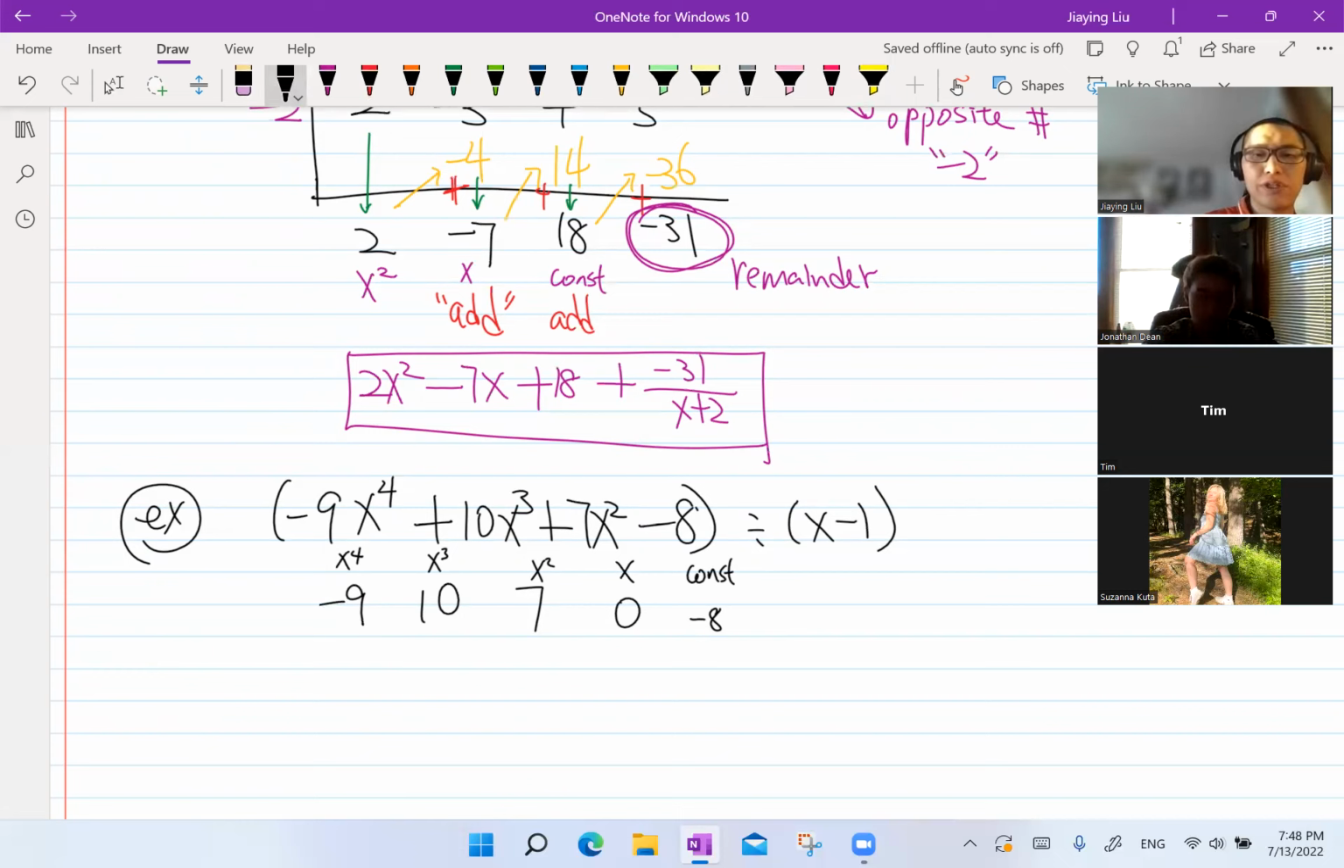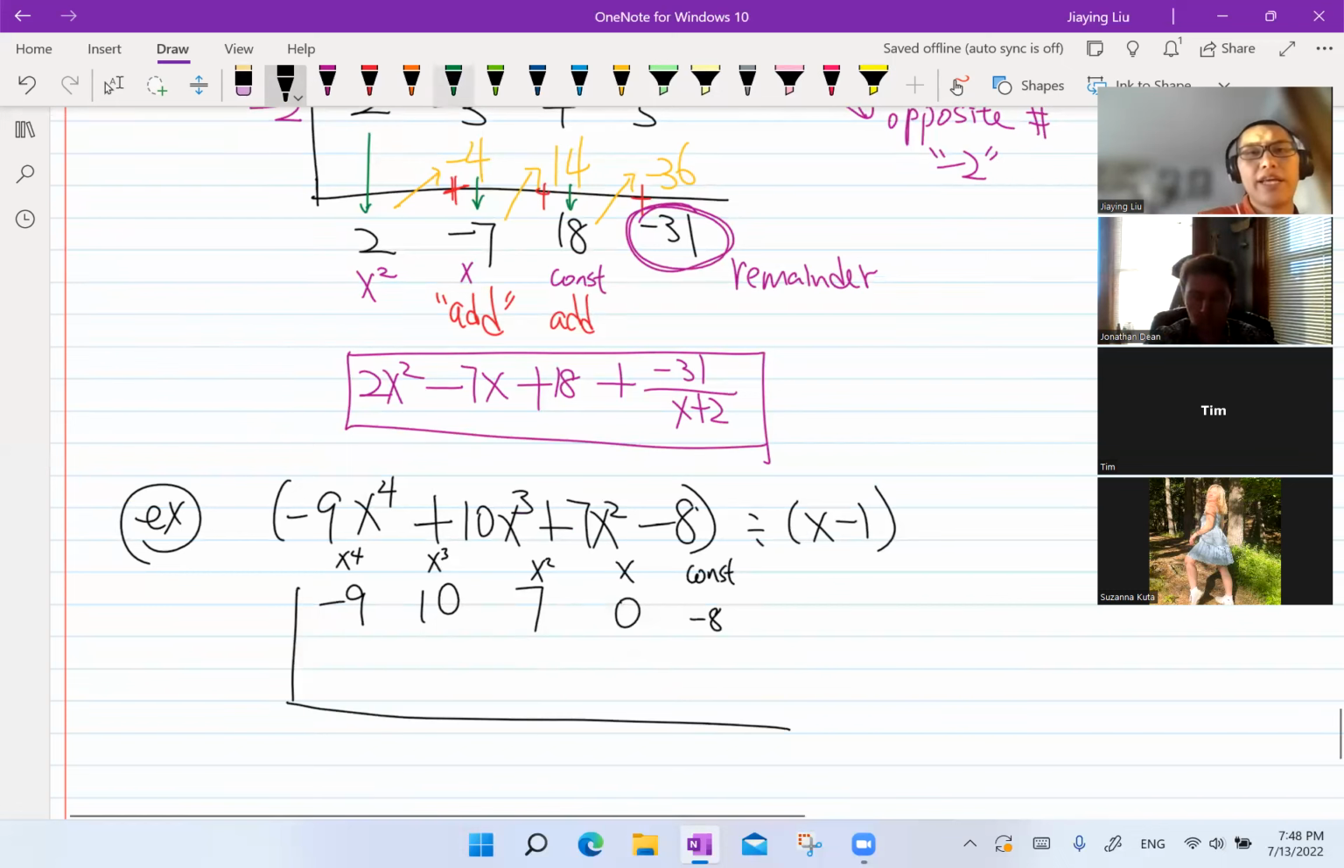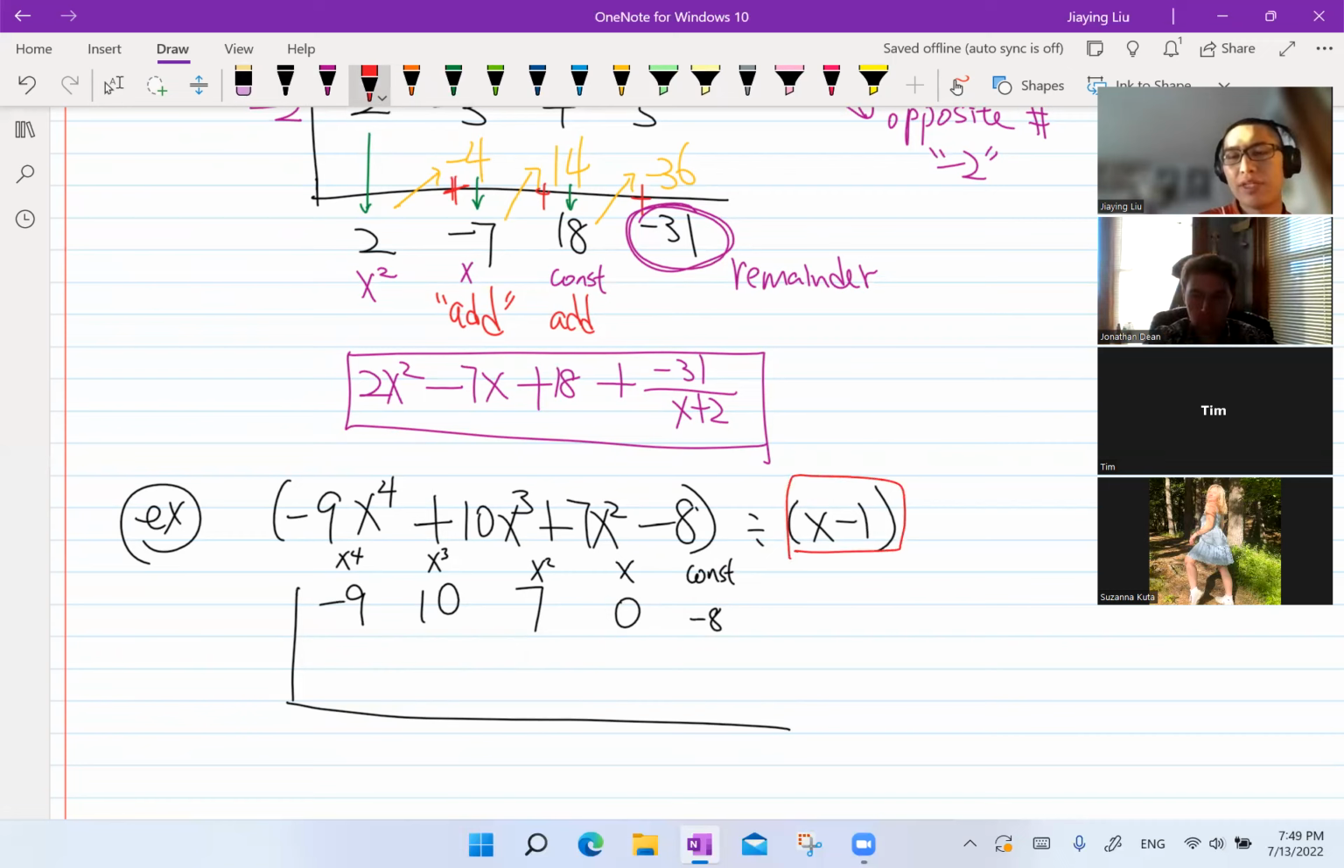I'm going to draw a vertical line and a horizontal line. And I need to decide what number goes on the left side of the vertical line. That will come from the divisor. So the divisor is x plus 1. So we're going to take the opposite of this number, which is going to be +1. That number goes on the left side of the vertical line.